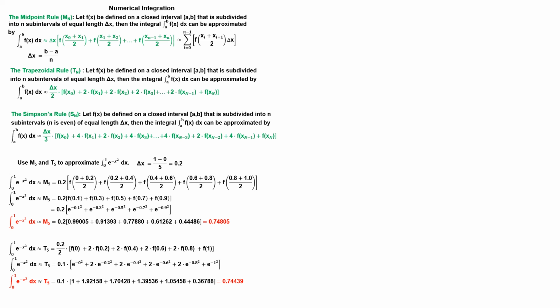Let's solve the same example, but now we will use Simpson's rule with n equals 4. We divide the interval from 0 to 1 into 4 subintervals of length 1/4. We now apply Simpson's rule.